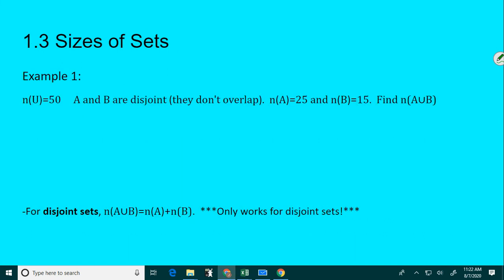Okay, so next section will be about the sizes of sets. So we have some more topics. We'll get into that next week.